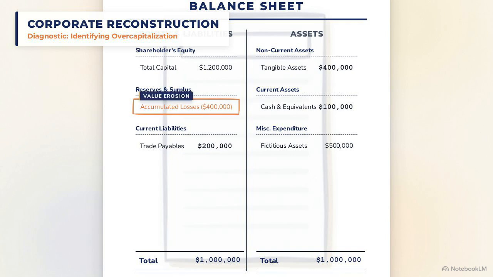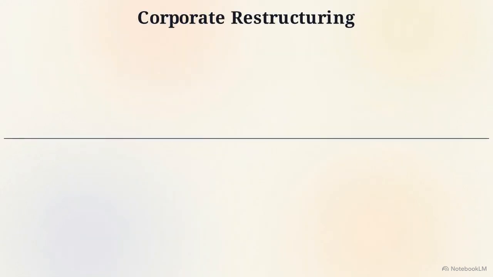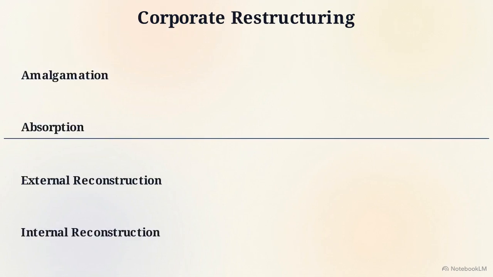Companies often need to reorganize when they carry accumulated losses, face overcapitalization, or hold overvalued fictitious assets. This comparison matrix breaks down the mechanisms of corporate restructuring. Amalgamation occurs when two or more existing companies wind up and combine to form one entirely new company. In an absorption, one existing company takes over the business of another existing company. No new entity is created.